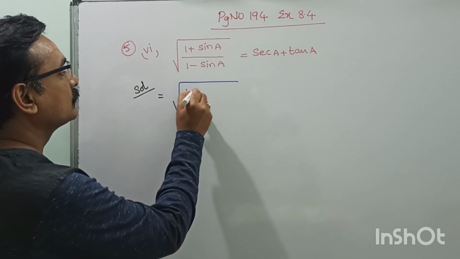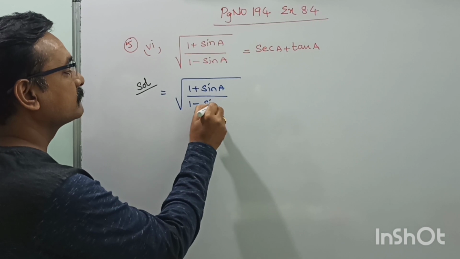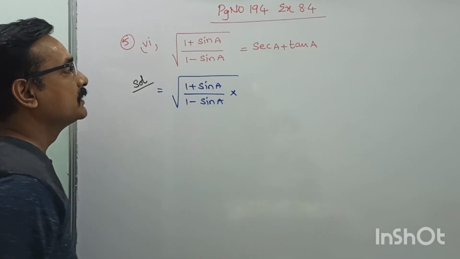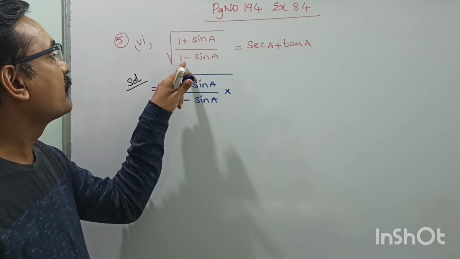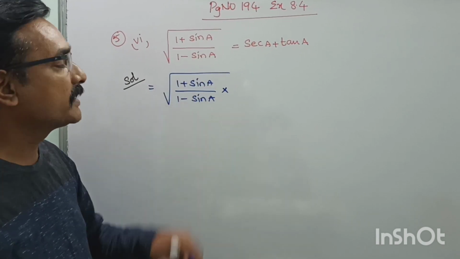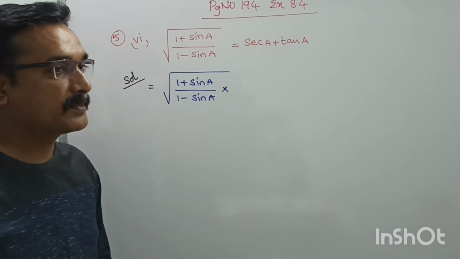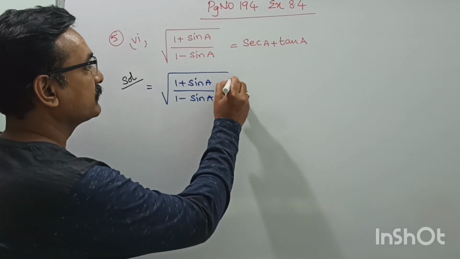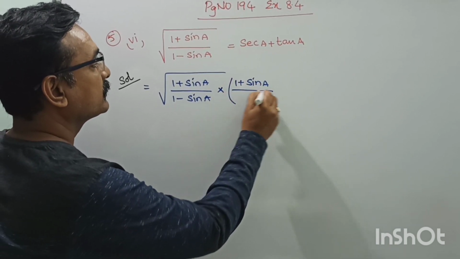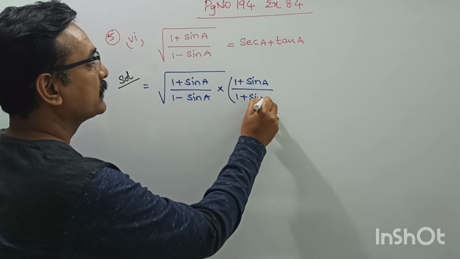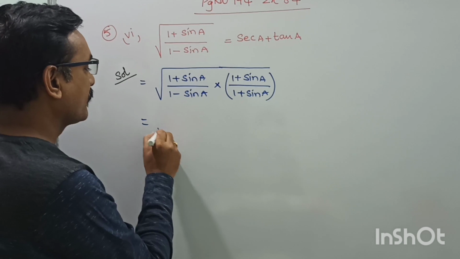Root of (1 plus sin a) by (1 minus sin a), into rationalize the denominator. The rationalizing factor of the denominator 1 minus sin a: we have to multiply the numerator and denominator with (1 plus sin a) by (1 plus sin a). The square root is still there, so we have to keep the square root.